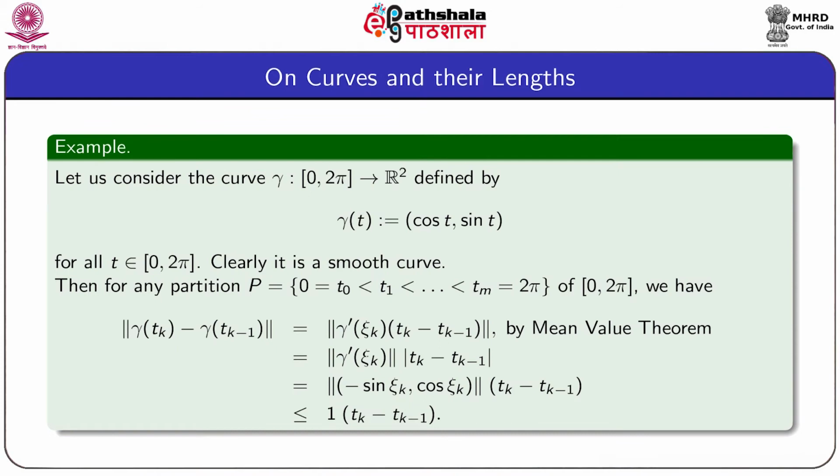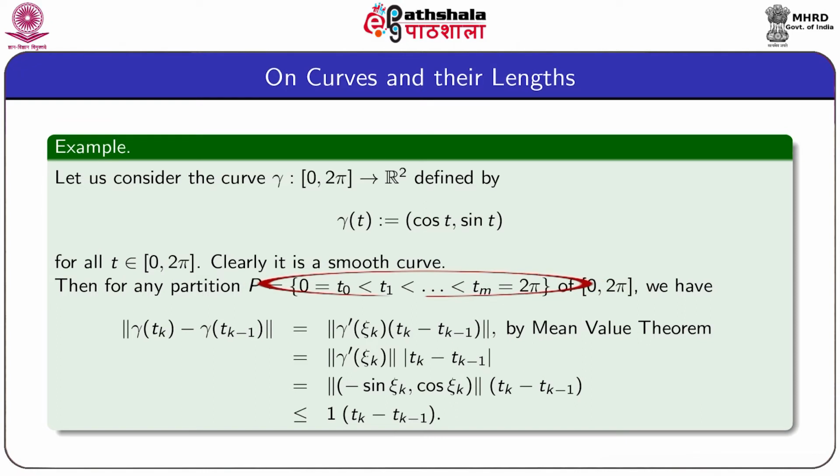We cite 2 examples here. First example, for a rectifiable one, we consider the curve gamma from the bounded closed interval [0, 2 pi] to R^2 given by gamma(t) equal to the ordered pair (cosine t, sin t) for every t belonging to [0, 2 pi]. Clearly, this is nothing but the unit circle, and we can easily check that it is a smooth curve.